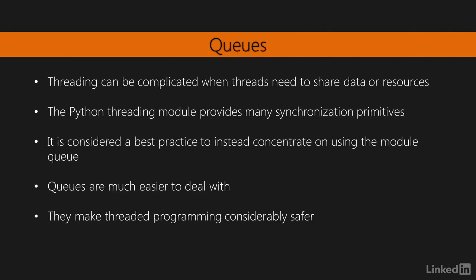As discussed earlier, threading can be complicated when threads need to share data or resources. As we saw, the Python threading module provides many synchronization primitives, including semaphores, condition variables, events, and locks. While these options exist, it is considered a best practice to instead concentrate on using the module queue. Queues are much easier to deal with and make threaded programming considerably safer, as they effectively funnel all access to a resource to a single thread and allow a cleaner and more readable design pattern.